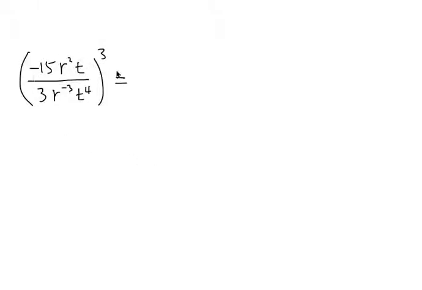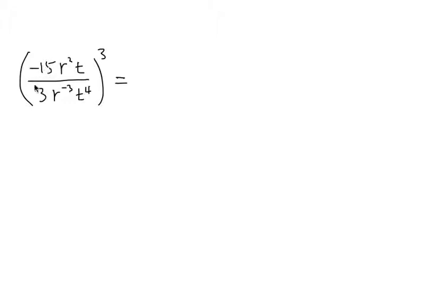We are going to simplify this expression. We have the parentheses, negative 15 r squared t all over 3r to the negative 3 power t to the 4th power. And then all this raised to the 3rd power on the outside. So this is a big question, all right? And I will suggest that we should work inside out.